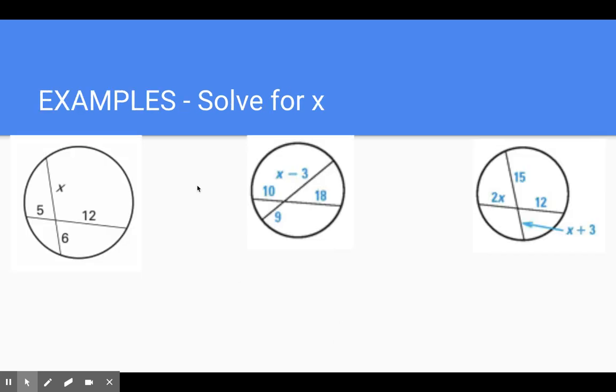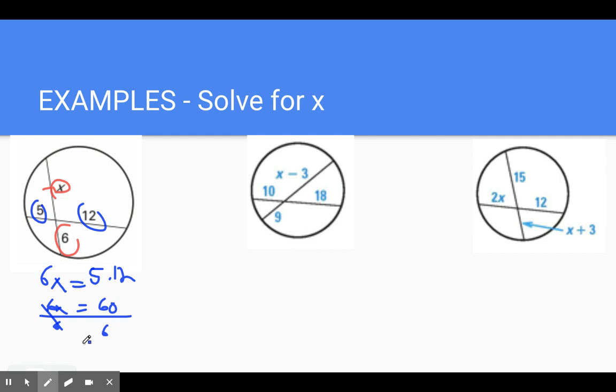Some examples. Solve for x. Here, this one times this one has to be equal to this times this. So that means 6x has to be equal to 5 times 12. 5 times 12 gives us 60 equals 6x. Divide both sides by 6. 60 divided by 6 means that x is equal to 10.